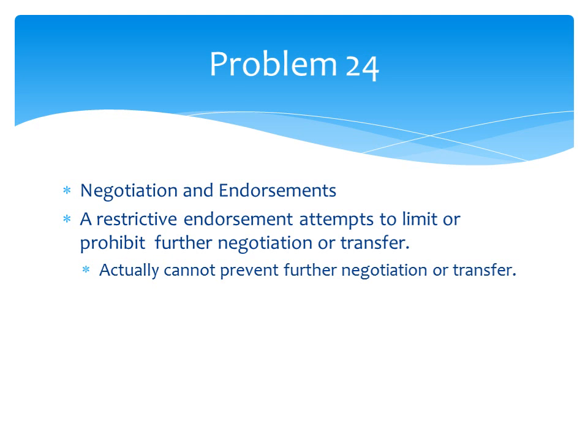Okay, problem 24 deals with negotiation and endorsements. Specifically, the rule states that a restrictive endorsement attempts to limit or prohibit further negotiation or transfer, but it actually cannot prevent further negotiation or transfer. So in this case, the following endorsements appear on the back of the negotiable promissory note payable to Lake Company. Again, this is the back of it.